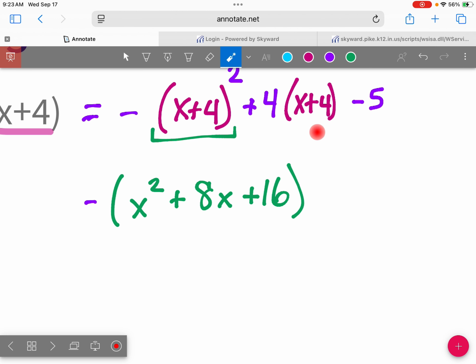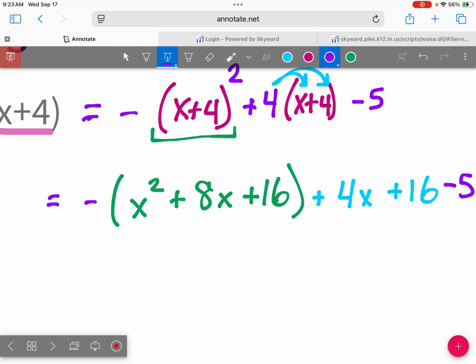What are we going to do with this? Distribute. I'll distribute this 4. So we're going to have our 4 times x, giving us a plus 4x, plus 16. And then that minus 5 is coming in too. Questions on that step? Because what should we do next? Distribute that minus sign. Ugh.